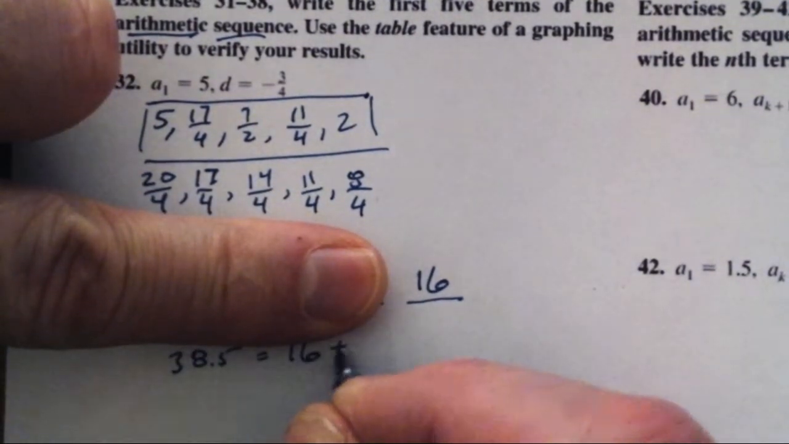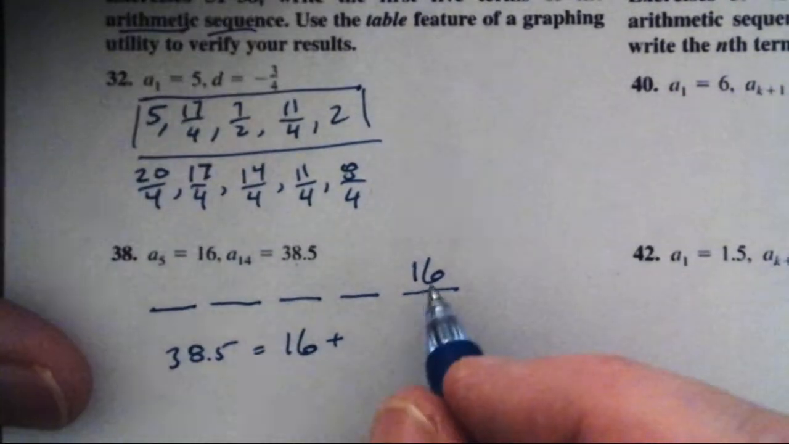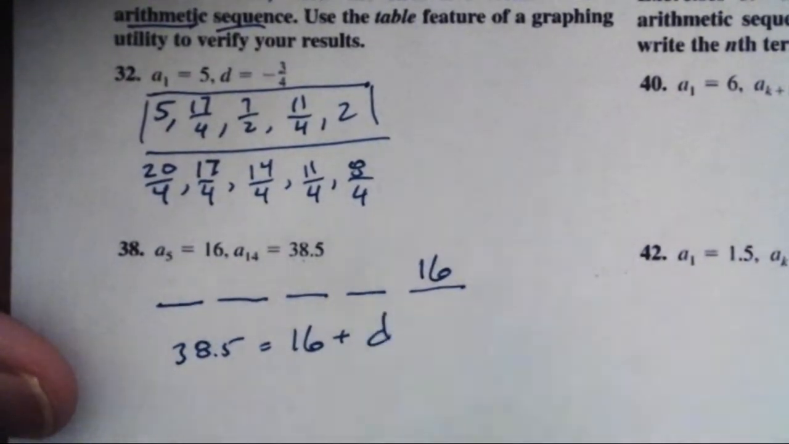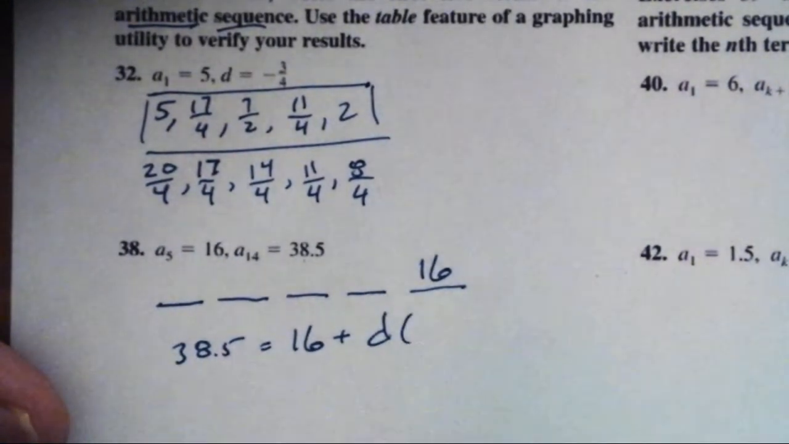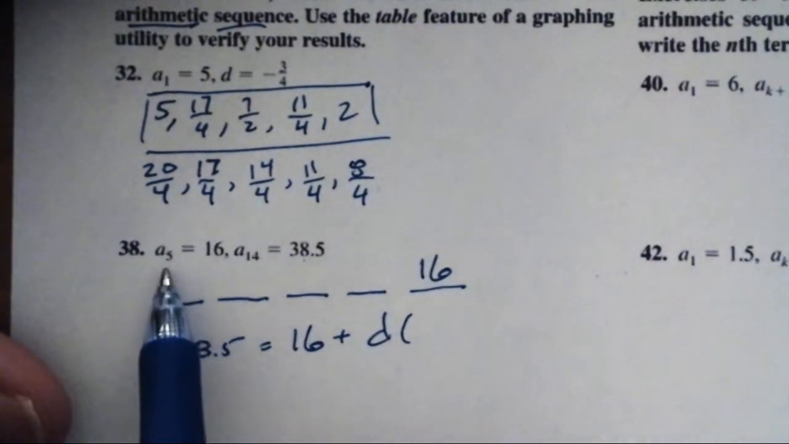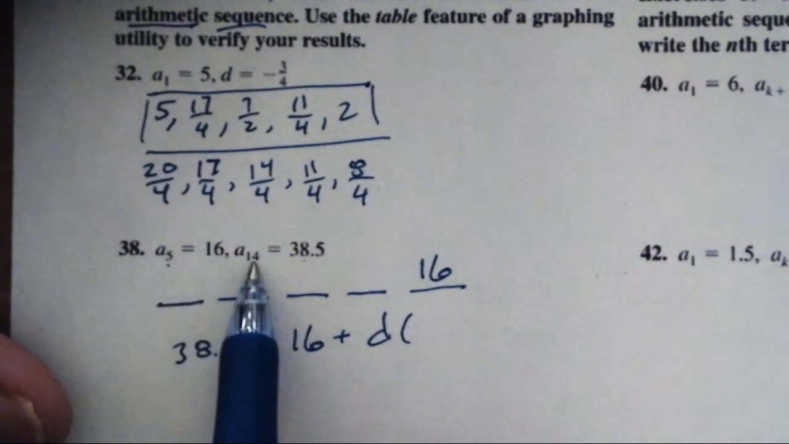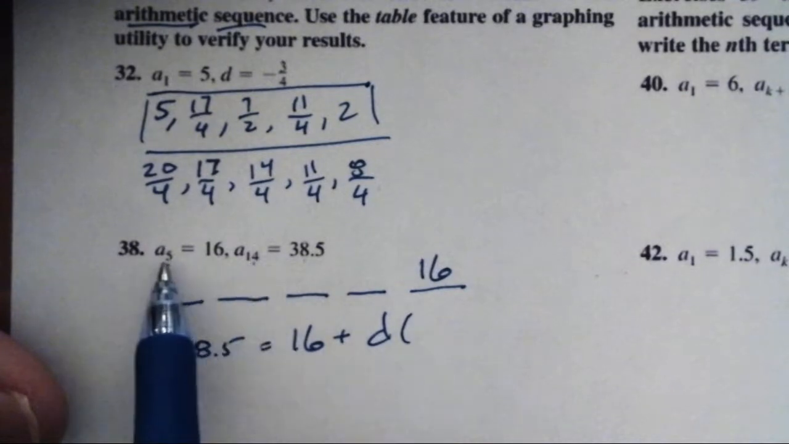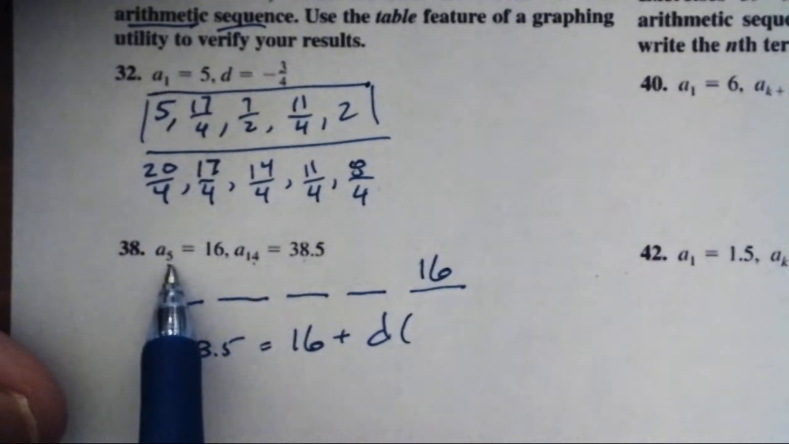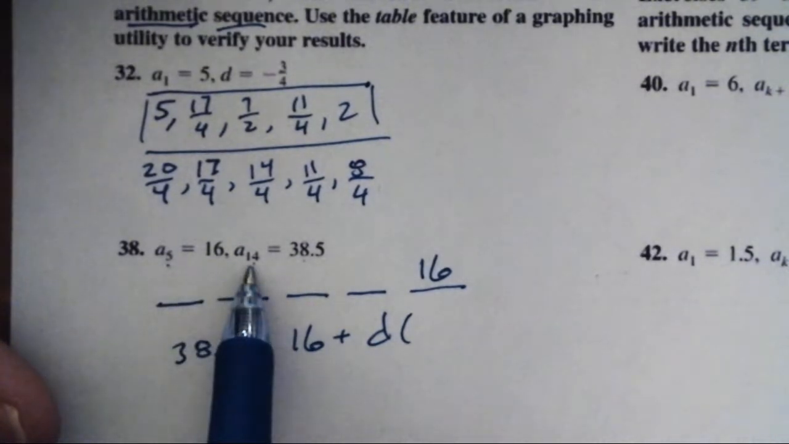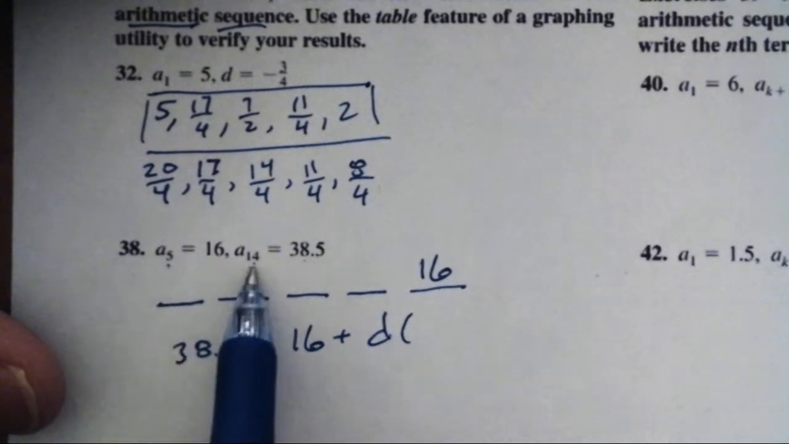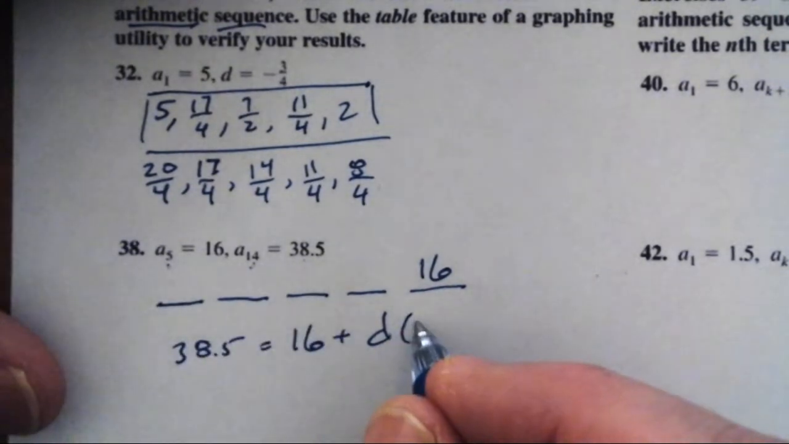So that equals 16 plus. How much do I add each time? That's what we're after. How many times do I add it? Well, I need to get from the 5th term to the 14th term. The number of steps from the 5th to the 14th is 14 minus 5. We're going to talk a lot about that in class. The number of terms from 5th to 14th is actually one more than the number of steps. But steps from 5 to 14 is 14 minus 5, 9.